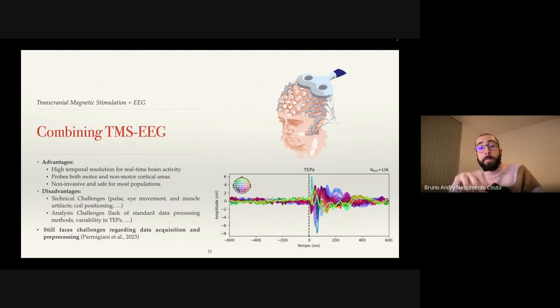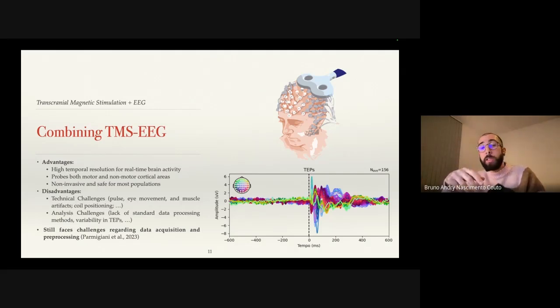The main disadvantages of this technique is that it's quite hard to use. It has a lot of technical challenges regarding the pulse. You can imagine you have something that is measuring electrical activity, and then you come and hit it with a very large, intense magnetic field. You also have artifacts that are common to all types of EEG, such as eye movement and muscle artifacts, mostly from the temporalis muscle and the neck muscle.